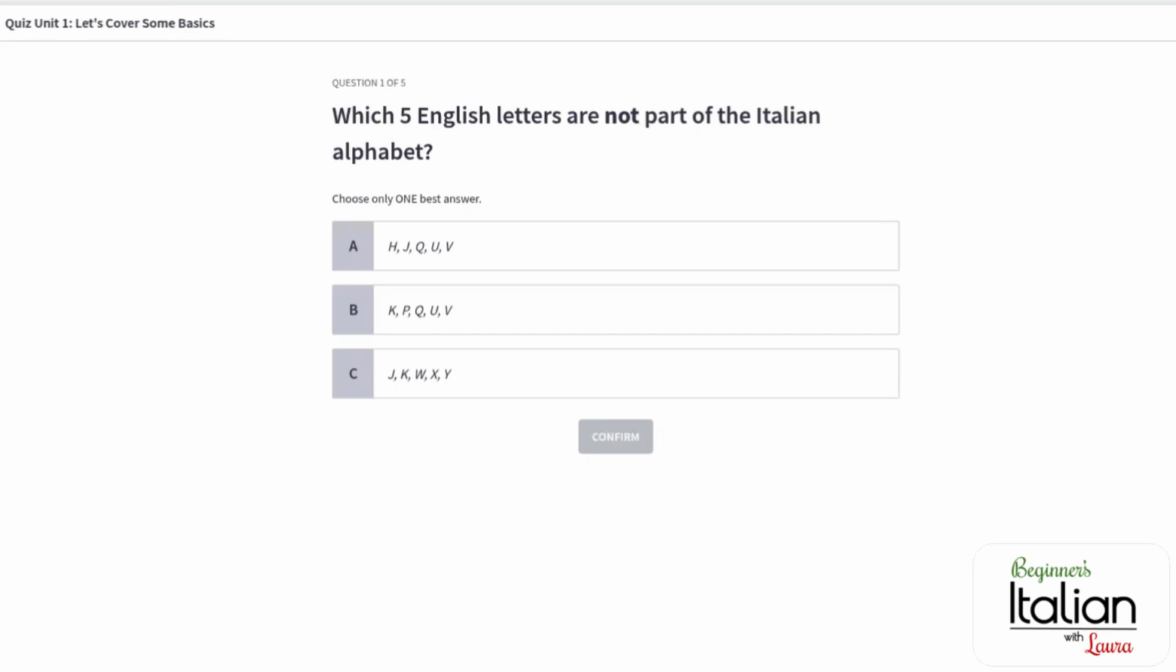Number 1. Which 5 English letters are not part of the Italian alphabet? Choose only one best answer. Okay, so letter A, we have H, J, Q, U, V. Letter B, K, P, Q, U, V. Or letter C, J, K, W, X, Y.